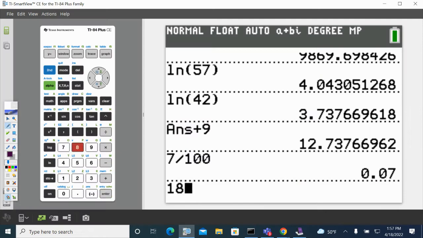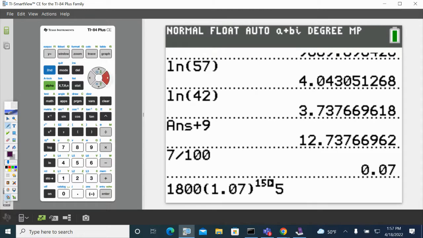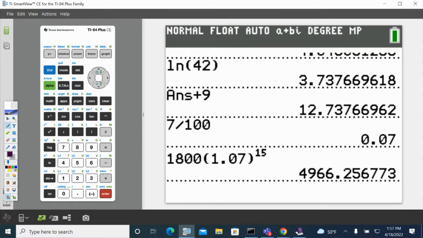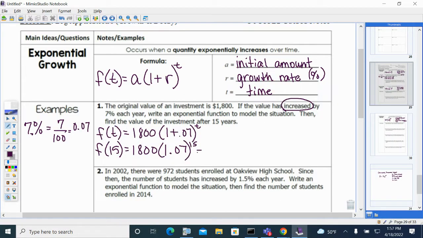So 1,800 times 1.07 raised to the 15th power. And that lets me know that my $1,800 is now worth $4,966.26. And we are talking money, so please make sure that you round to 2 decimal places correctly. So that's how we work exponential growth.